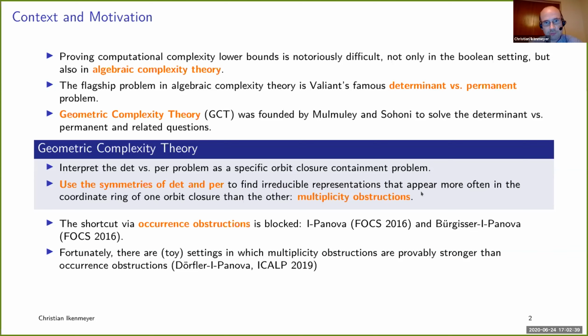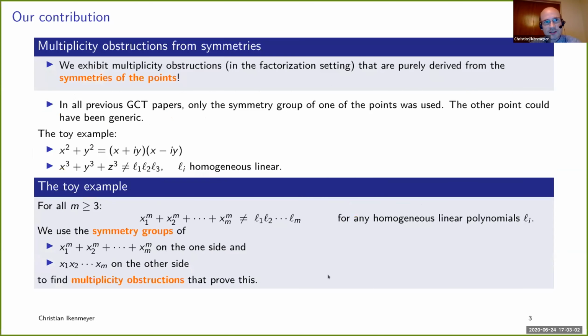And there was a shortcut proposed in the original papers by Mulmuley and Sohoni that has been blocked by recent progress here. So occurrence obstructions, they do not work. But fortunately, there are toy settings where one can prove that indeed you can separate two orbit closures using multiplicity obstructions, but not using occurrence obstructions. So what we do now in this paper is we exhibit multiplicity obstructions in also a toy setting. It's the factorization setting. But this time, we purely derive these multiplicity obstructions from the symmetries of the two points.